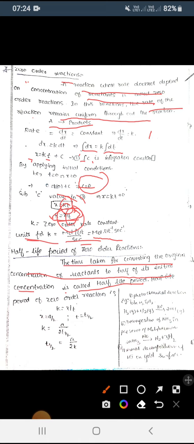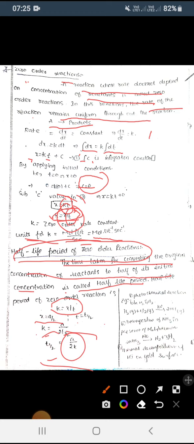Then for a zero order reaction, what will the half-life period be? The rate constant equation for zero order is k equals x by t. It is reducing to half now, so let us take x equals a by 2 with t equals t half. Why have we taken t half? Because here we are finding the half-life time period. Then we get k equals a by 2 t half. So t half equals a by 2k is the value for the zero order reaction.